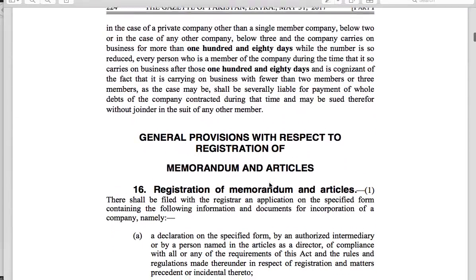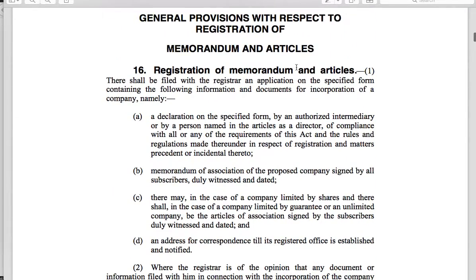So now we'll go through some general provisions. First of all, when you are starting a company, along with the name, you have to give the main line of business, the memorandum, the constitution of the business, and the bylaws, the articles of the business, and they have to be declared in a specified way. When you are incorporating a company, the SECP has made it very simple.